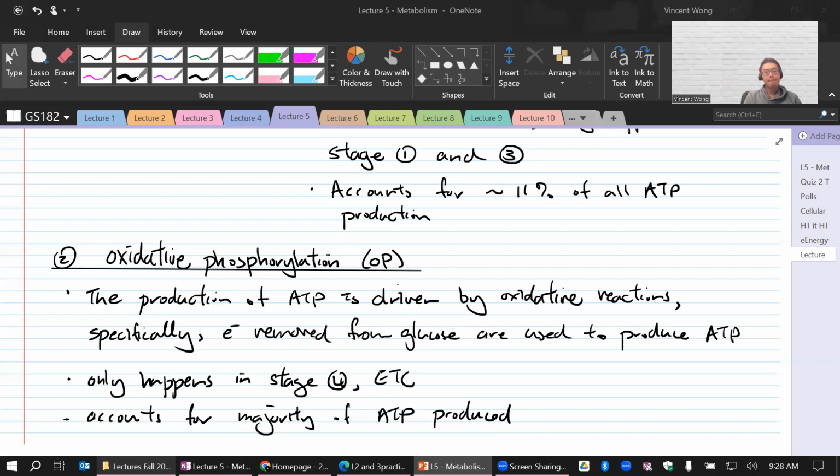So what about stage 2? Oh yeah, no ATP is produced in stage 2. Is that what you're asking? Yeah, no ATP is produced in stage 2. But something does happen, which we'll learn after the break. Okay. Good question.